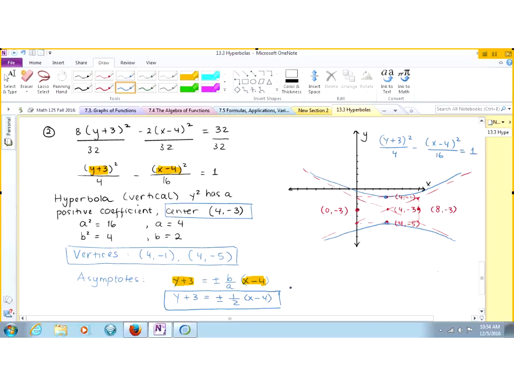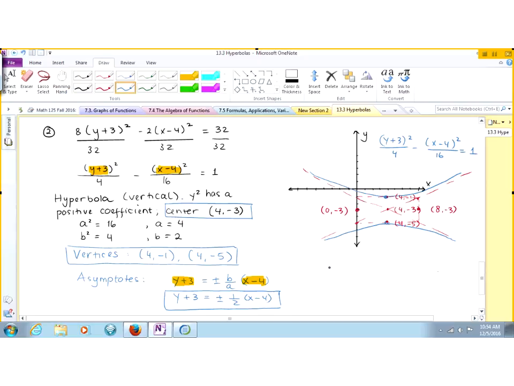Now, first of all, do we know why it's a hyperbola and not an ellipse? Second of all, do we know why this is a vertical hyperbola and not a horizontal hyperbola? Why is this a vertical hyperbola? The coefficient of y squared is positive. Yeah, that's why this is a vertical hyperbola.